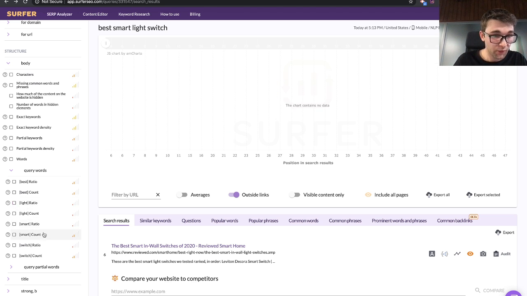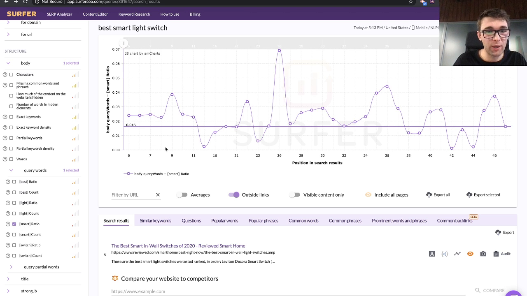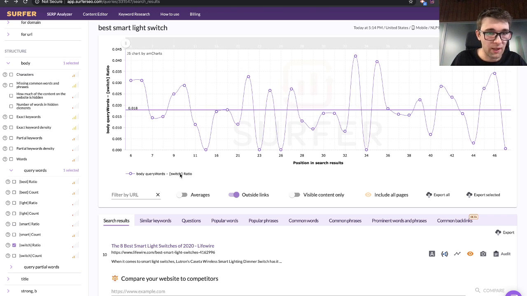But if I check the smart ratio, I'm way below all the top pages. So that shows me that I have to include the word smart much more frequently. And when it comes to switch, it's exactly the same situation. So I was over-optimized for exacts and under-optimized for all the query words, or almost all. So smart and switch. Smart switch is the product, right? I am missing smart and I am missing switch quite a lot compared to the others.